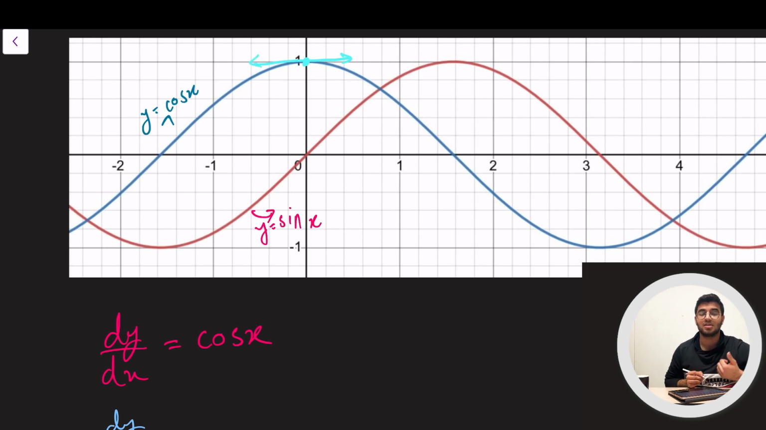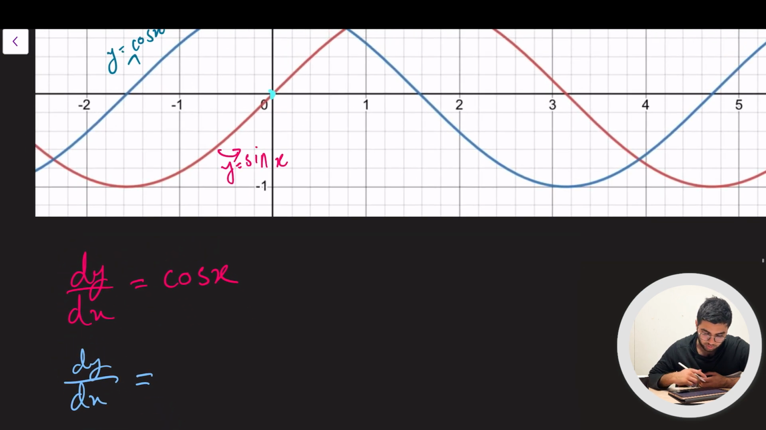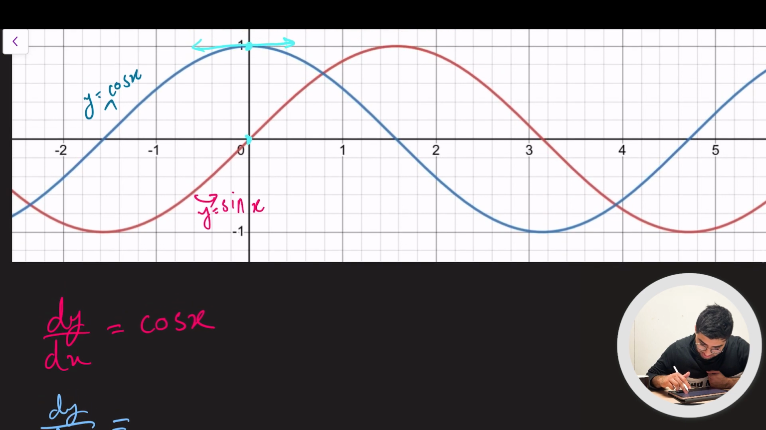Therefore, derivative is 0. And if we plot it, it passes through 0 at this point, okay? So just from that, it may look like the derivative function may be sine x. It might be the other way around, the opposite of what it was for sin x. When we derive sin x, we got cos x. Maybe it's the other way around this time. So let's just keep looking.